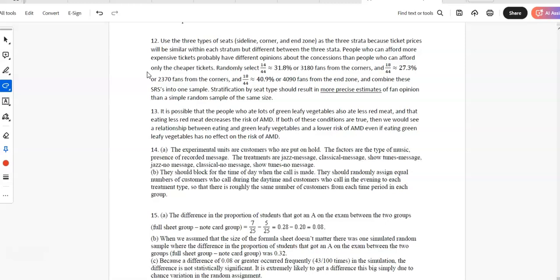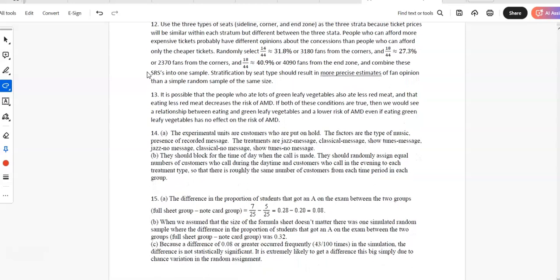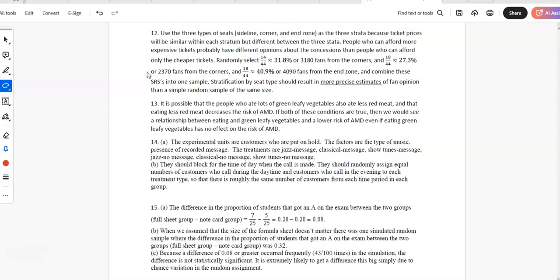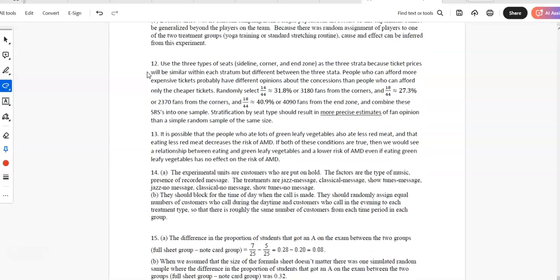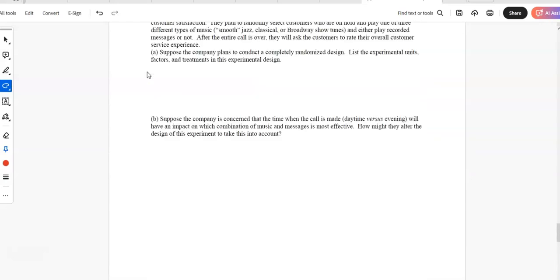18 out of 44, or about 27%, or 2370 from the corners, and then that much from the end zone. I think the first one must have been from the sideline, actually. And combine these simple random samples into one sample. Stratification by seat type should result in more precise estimates of fan opinion than a simple random sample of the same size. I really like the way they said that last statement as well. By seat type should result in more precise estimates. Okay.